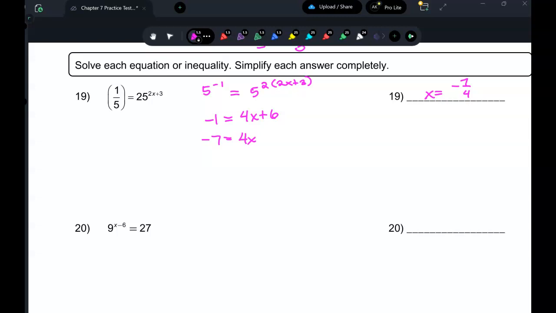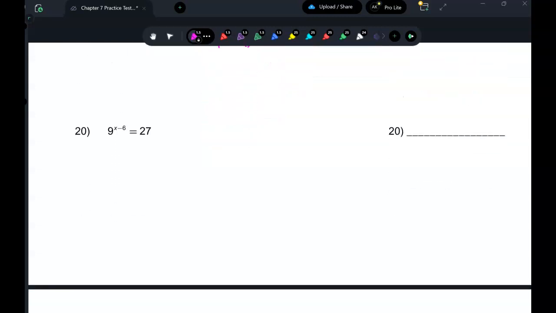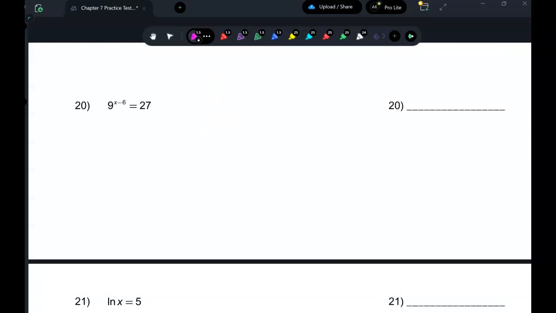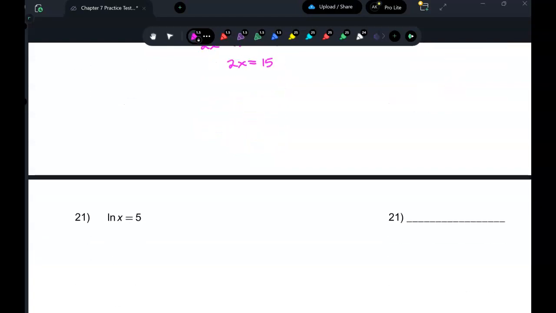Is this stuff coming back? It's not that bad. Okay, what can we make the same base with 9 and 27? So we have 3 squared to the x minus 6. On the right side we have... so we have 2x minus 12 equals 3. Are we okay with that? So 2x equals 15. You don't have a calculator for this part, so you could just leave it as 15 over 2.